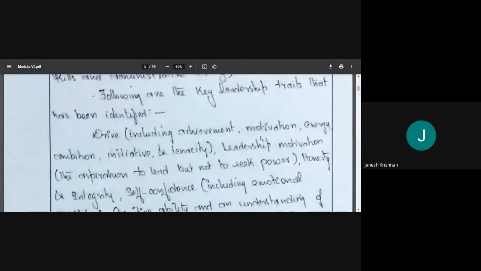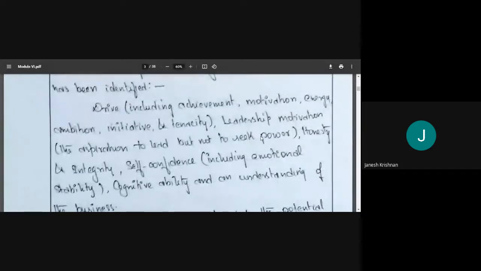The first one is drive: your achievement, your motivation, your energy, your ambition, your initiative, your tenacity. There are certain people who want to succeed at all costs. Then leadership motivation, the aspiration to lead. I want to lead, but I don't want power. There are persons who want power; their aim is power. You have seen the movie, right? In that, the leader shows that he's a good leader, but ultimately what he wants is power. So leadership motivation, and honesty and integrity, are very important factors.